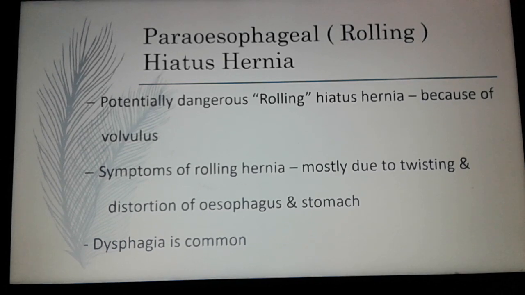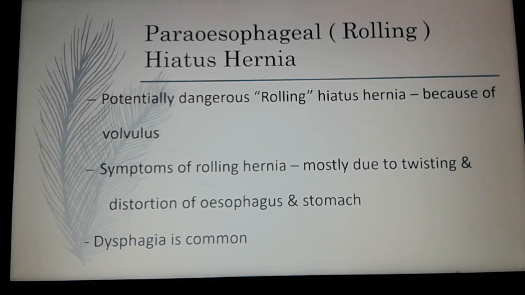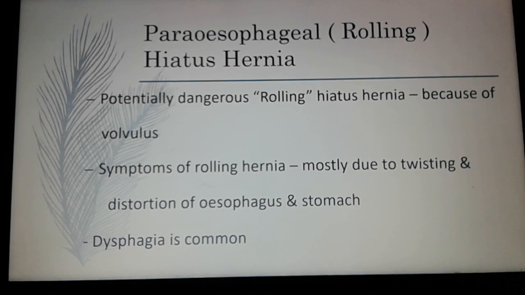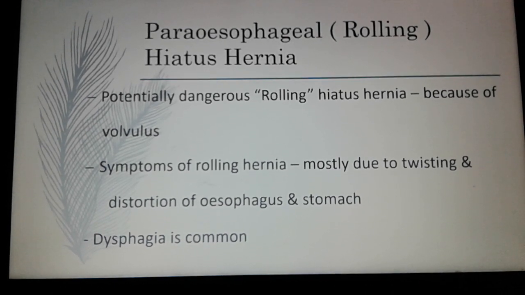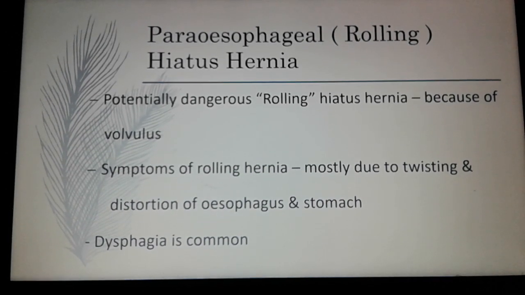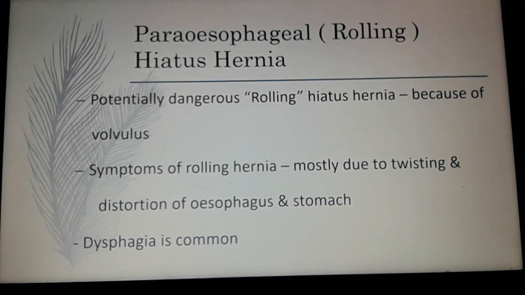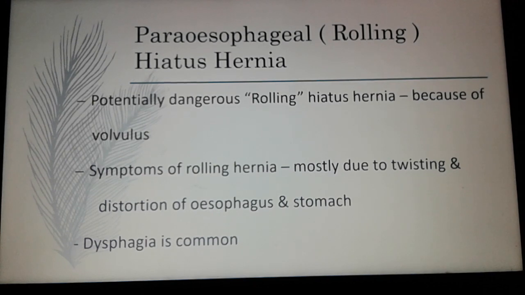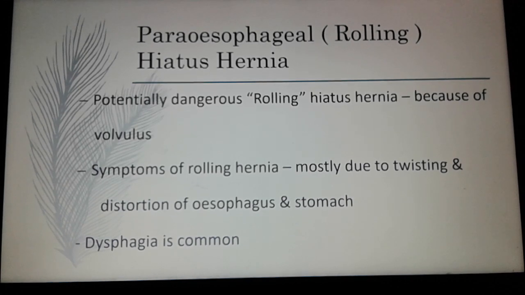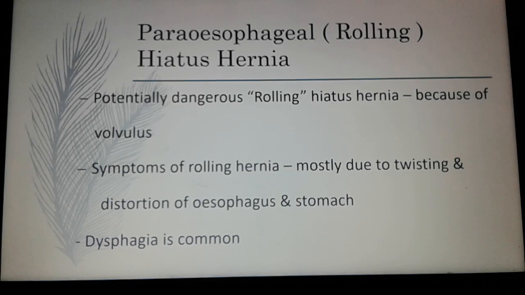Now, as far as the symptoms of this rolling hernia are concerned, most of the symptoms arise because of twisting and distortion of the esophagus followed by the stomach. And yes, sometimes due to the torsion or twisting of the transverse colon or small intestine. The patient will complain of various symptoms due to this. Difficulty in swallowing, that is dysphagia, is very common in these patients.